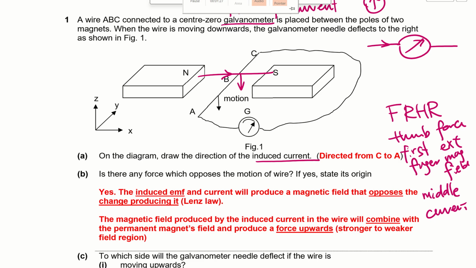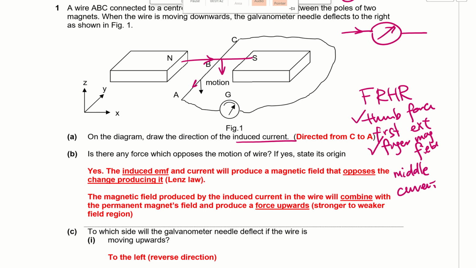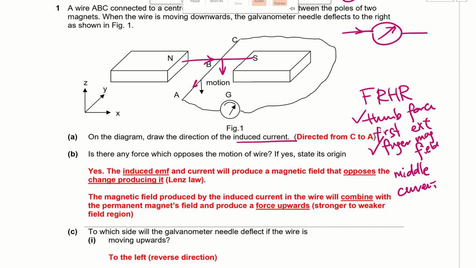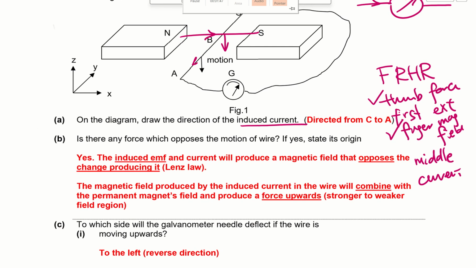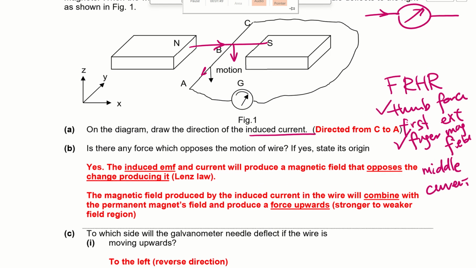In this case they give us the force and they also give us the direction of the external magnetic field. If you apply Fleming's right hand rule, you'll find that the current actually flows from C to A. Now, is there any force which opposes the motion of the wire? Yes, there is. There's actually a force that opposes the motion of the wire.